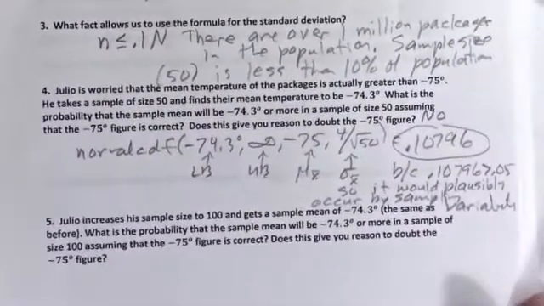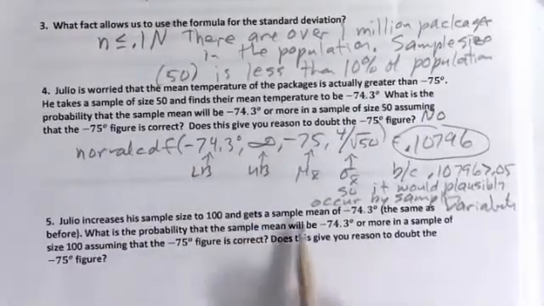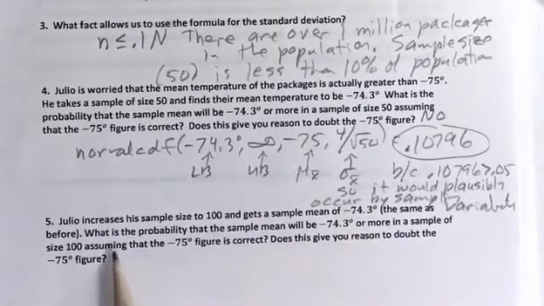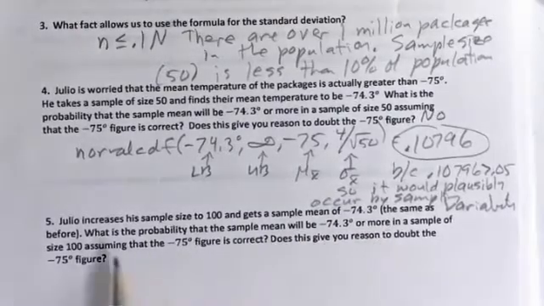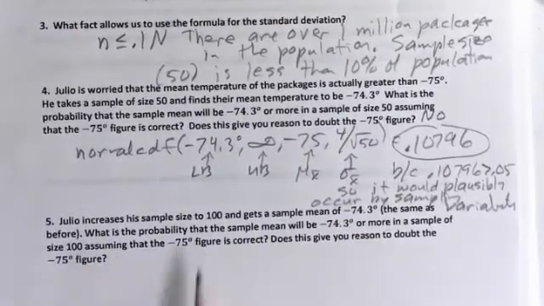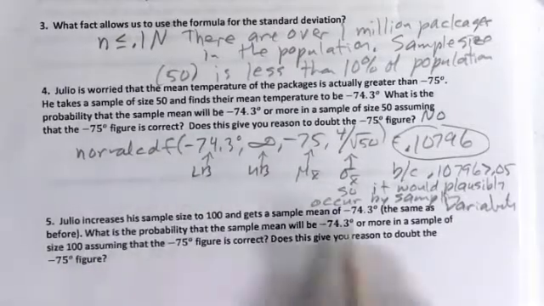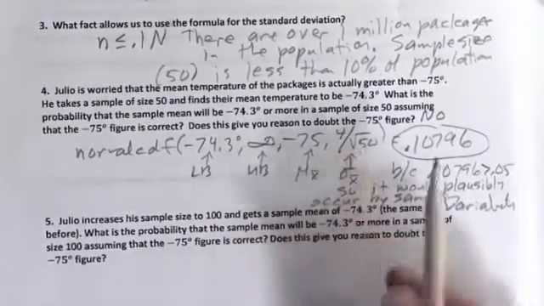So that is that. And then it says Julio increases his sample size to 100 and gets the same sample mean of negative 74.3. What is the probability that the sample mean will be that or more in a sample of size 100, assuming that negative 75 is correct? And does this give us reason to doubt the figure? So we'll do the same thing again. All they're doing is the same. All these things are the same here. They're just changing this to 100.